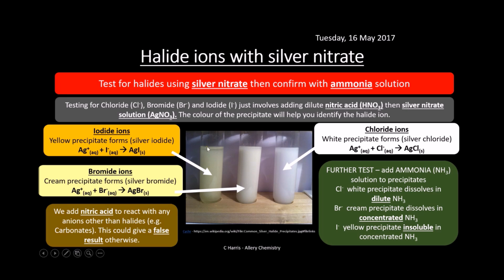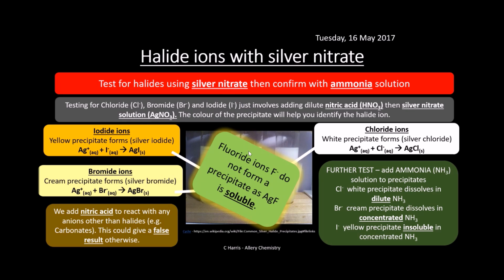To these two then, if we add concentrated ammonia to both of these, what we should find is the bromide one will dissolve. Silver bromide is soluble, so it dissolves when we add concentrated ammonia. But silver iodide doesn't. It's insoluble even in concentrated ammonia. So we know that when we add concentrated ammonia, the one that dissolves must contain bromide ions.